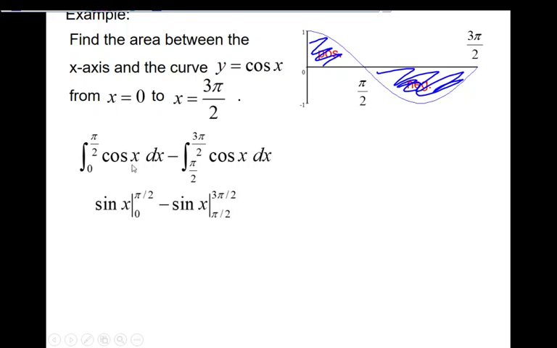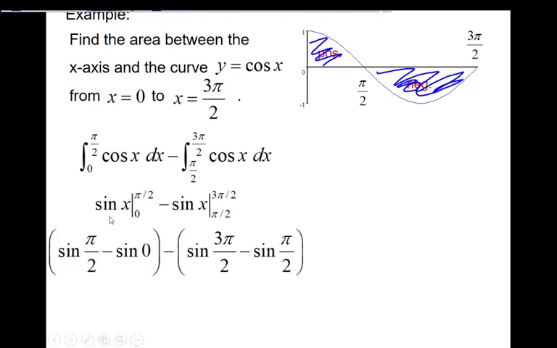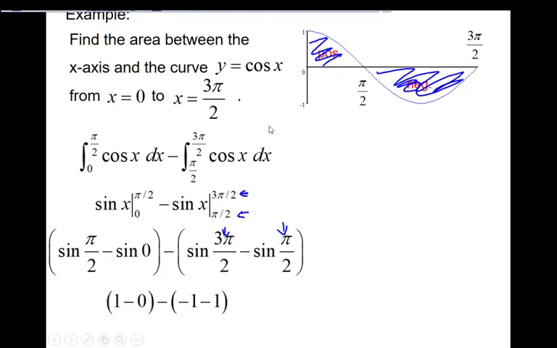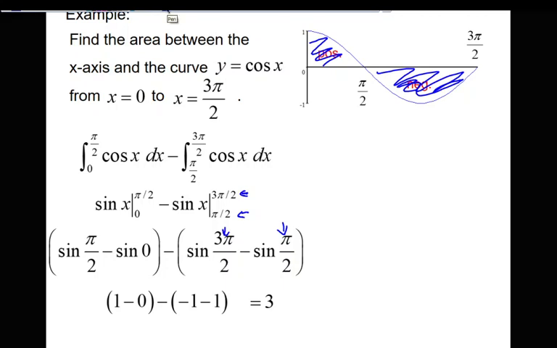So you take the antiderivative: cosine is sine, and the antiderivative of this cosine is sine, and we're subtracting them. Then we evaluate this one from sine of pi over 2 minus sine of 0. So it's the top one minus the bottom one, minus this one, the top one minus the bottom one again. And then you got to know your unit circle. And you get 1 minus 0 minus negative 1 minus 1, which means your area is 3.